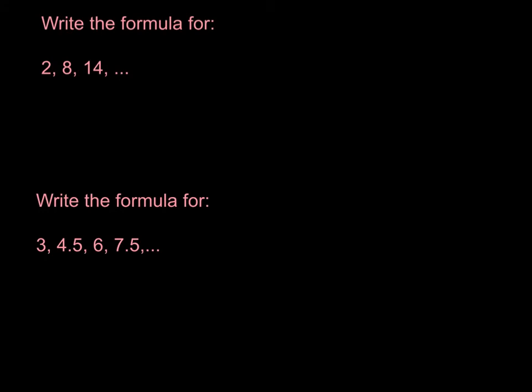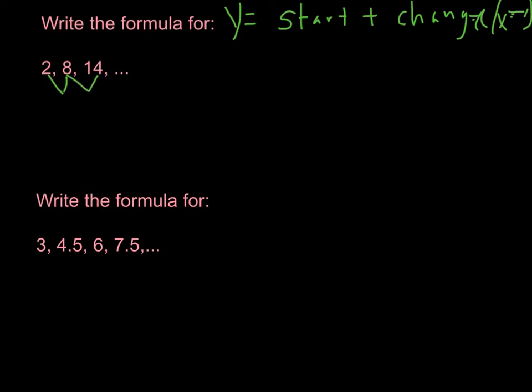Alright, so it's asking us to write the formula for these two sequences. So remember, the formula is y equals your starting spot plus the change times x minus 1. What we need to do first is figure out if there's a common difference, and we're going up by 6 and up by 6, not 16, just by 6. So that's our change, or our common difference.